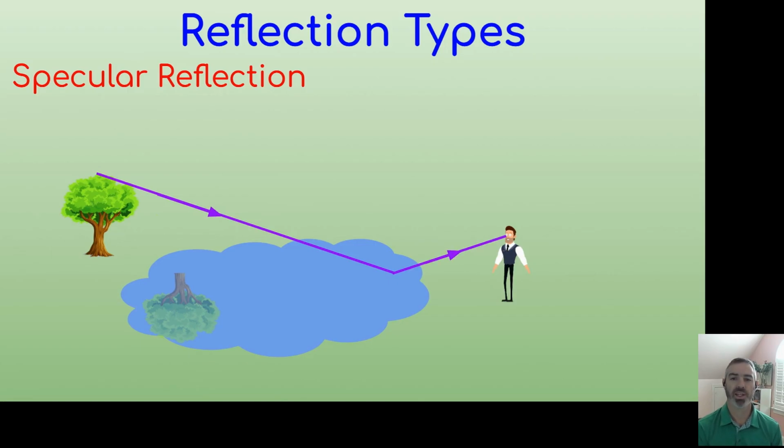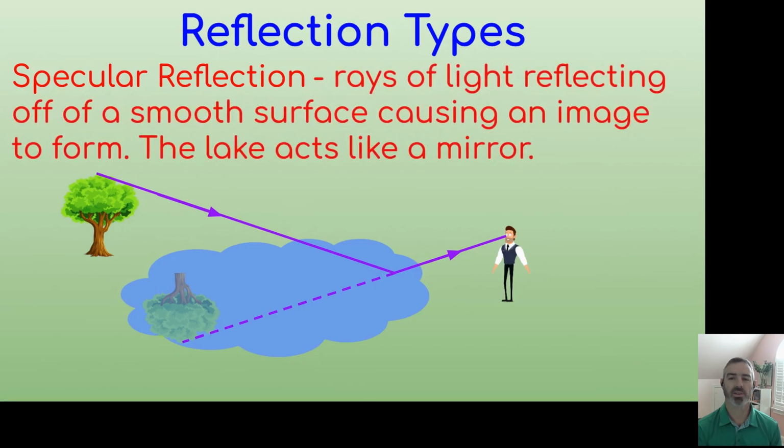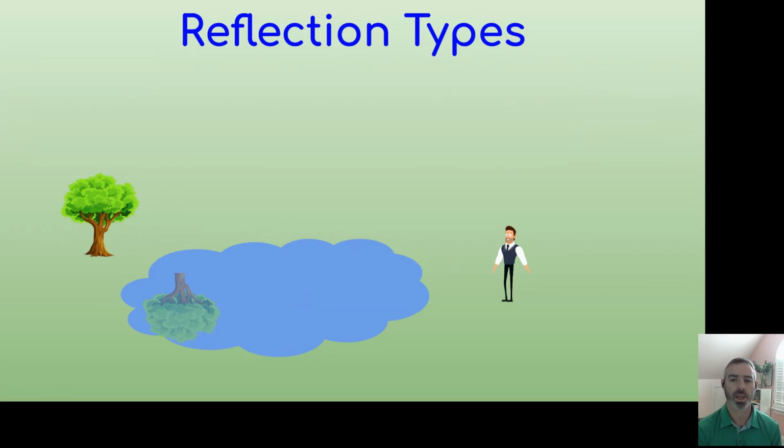And we know that the incident angle is going to equal the reflected angle. So we can extend that reflected ray back, and that's where the person is going to see the image of the tree in the lake. So it looks like the tree is inverted. So the specular reflection is rays of light reflecting off of smooth surfaces, causing an image to form. So like the lake that you'd see outside in our school.